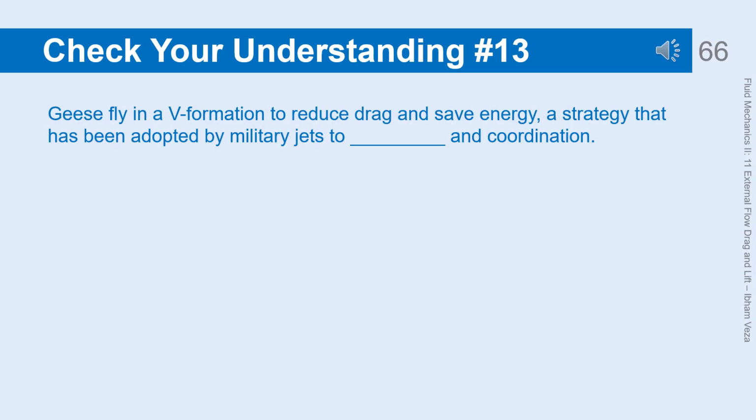Check your understanding. Number 13. This question reinforces that the V formation is used to improve fuel efficiency and coordination. By using the flow behind the leader's wings, the following birds or aircraft require less energy. This principle is directly related to reducing effective drag. This effect is very important in long-distance flight. This simple concept has a large impact in real operations.